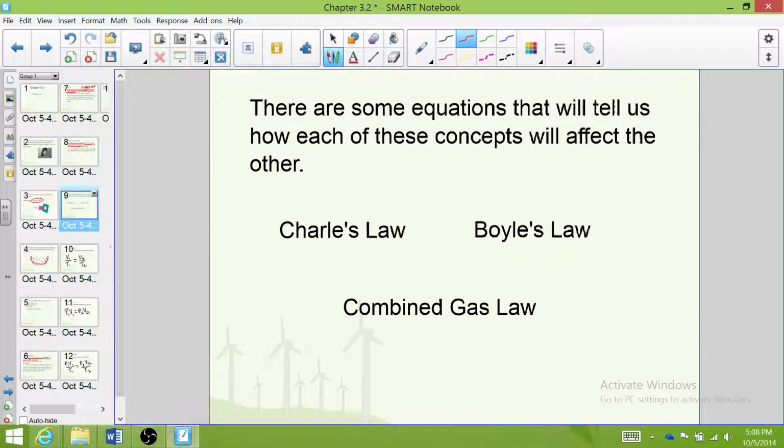Now, it's kind of cool, and there are some equations that actually tell us how these concepts relate to each other. And I think it's cool because it's really neat that the laws of nature and the way that the universe works can actually be summed up by math at times. So today we're going to learn about 3 equations: Charles's law, Boyle's law, and the combined gas law. And these laws, these equations, tell us how pressure, volume, or temperature of a gas all affect each other.